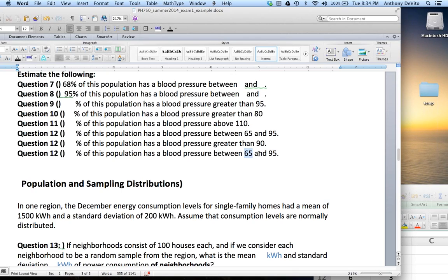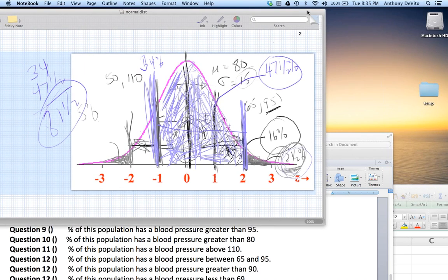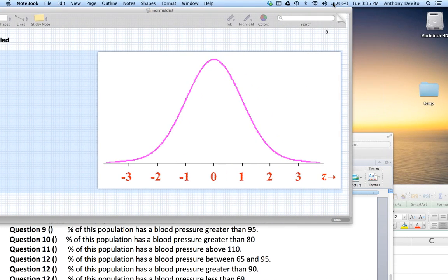And the next one is going to be what percentage of the population has a blood pressure less than 69? Okay? Okay, so greater than 90 first. Greater than 90, if I look at this, well, it's too ugly for me to look at. I have to get a new page here. I can't see what I'm doing anymore. So I'm going to do this page. I'm just going to put the same thing I had on the other one.